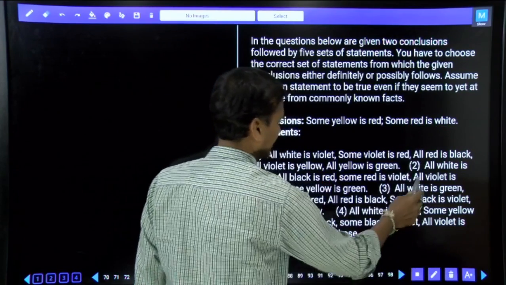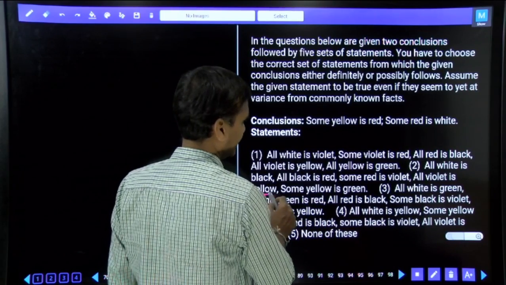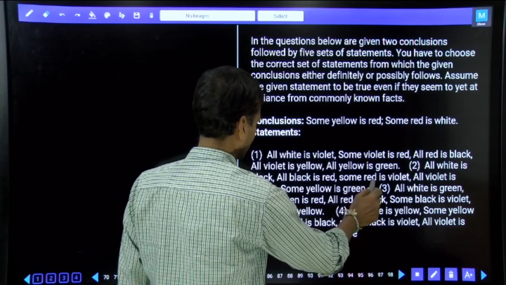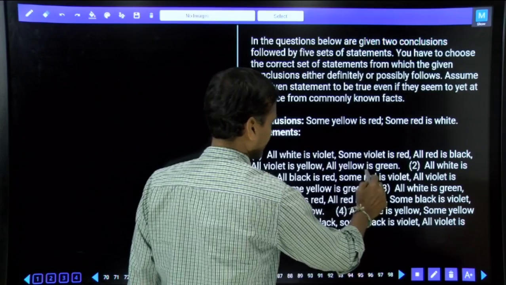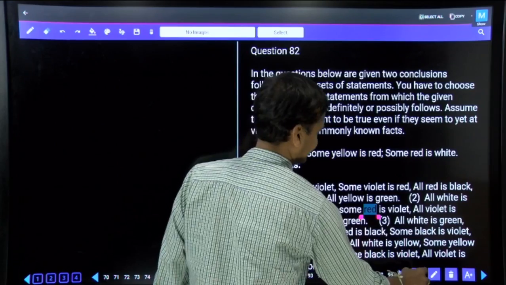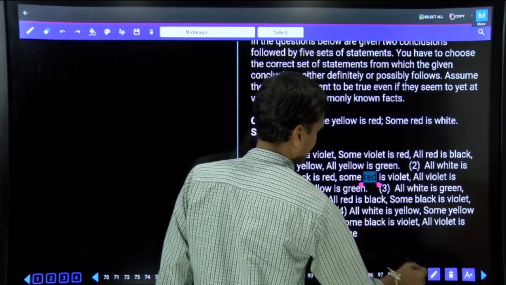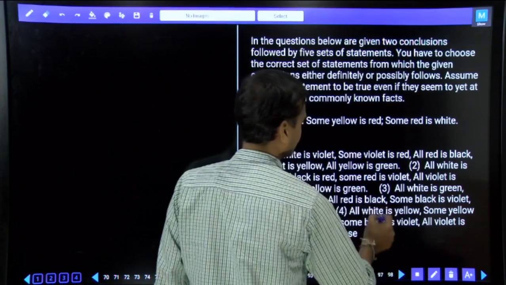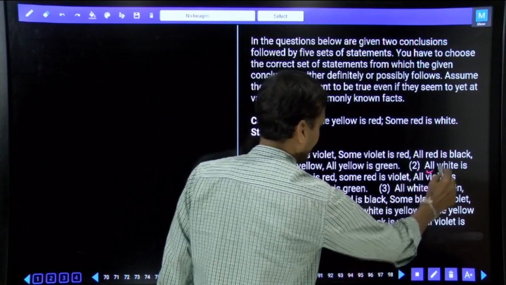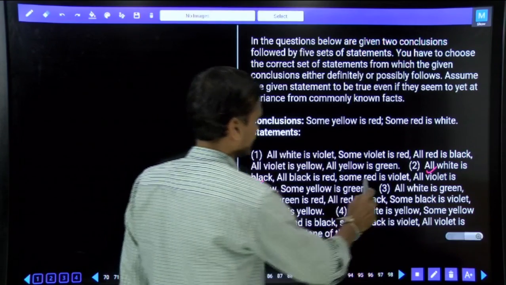Then can you derive it with the help of anything else? All violet is yellow, isn't it? All violet is yellow. And the next one, yellow is red, some red is violet. Now if you combine these two, all violet is yellow, and next one, some red is violet.